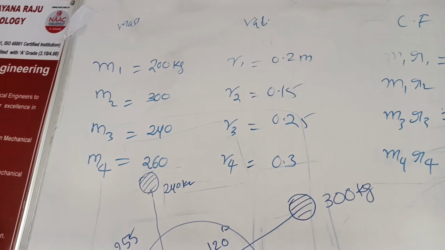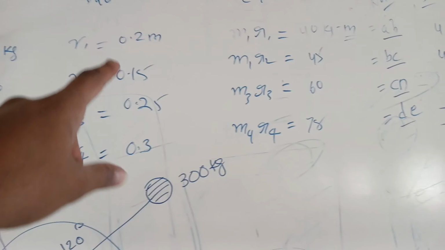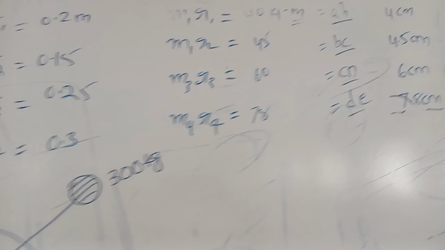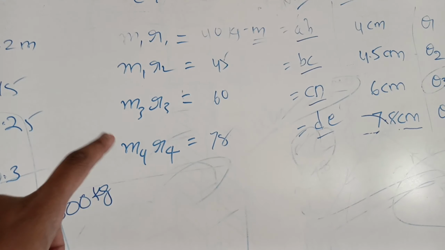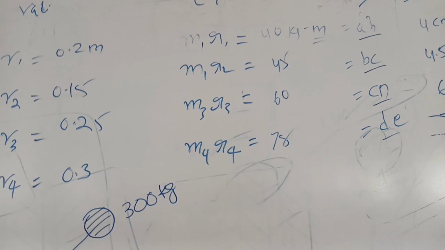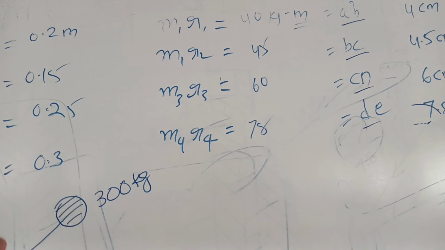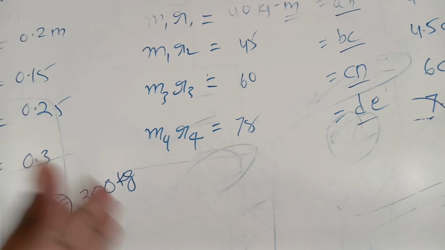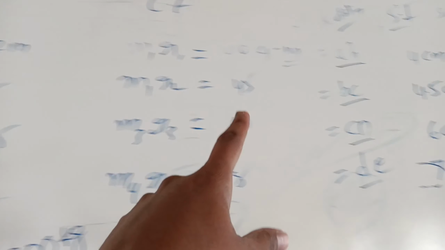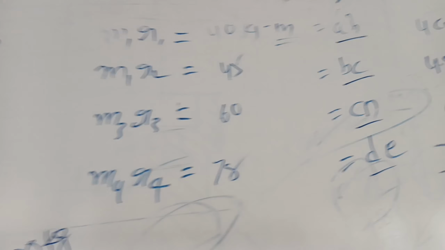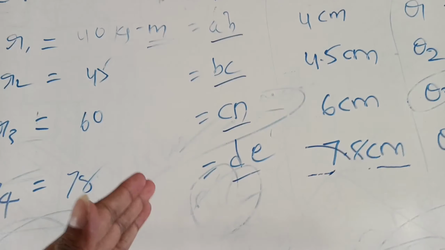Let us see the values once. Here they are given the mass values M1, M2, M3, M4, similarly radii R1, R2, R3, R4. The basic formula for centrifugal force is M R omega square, but here you take M1 R1 and so on, because omega is constant for all the forces. So M1 R1 is 200 into 0.2, that is 40 kg meter square. Similarly 45, 60, 78. Let us give the names as A, B, B, C, C, D and D.